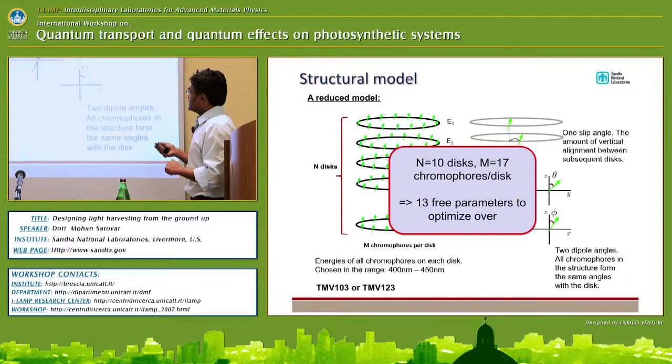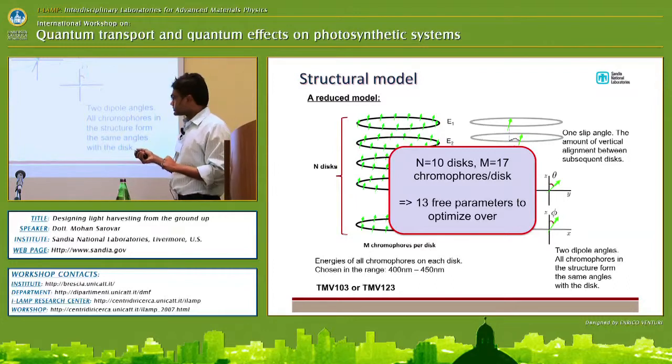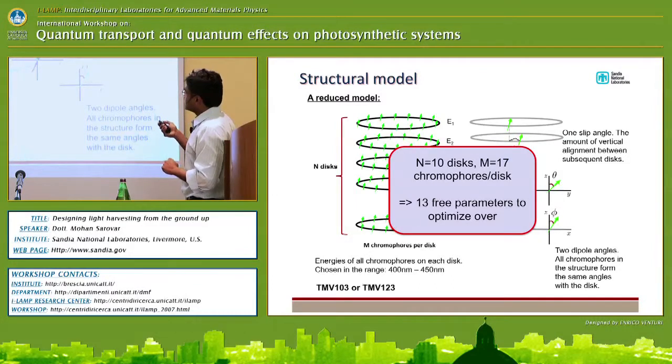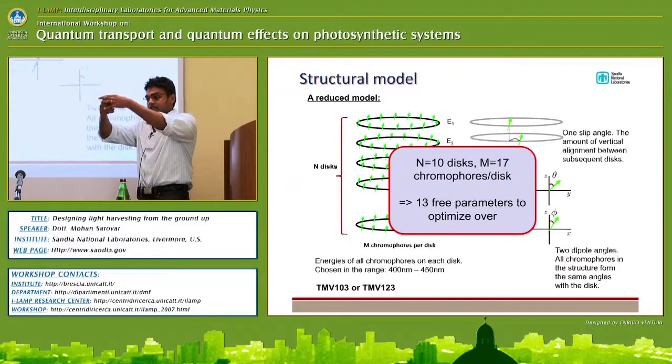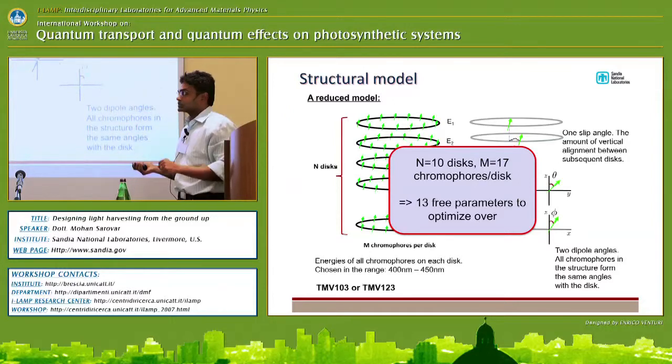In addition, all the pigments are attached to the protein in a certain manner. There are two angles that dictate how the pigment is attached to the protein as a result of the linker group. That dictates a certain orientation of the transition dipole of that pigment. And finally, there's a misalignment angle. The disks that lie on top of each other don't have to be exactly vertically on top. You can have a certain twist to it. You can introduce a helicity into the structure, so that's another angle that you can have.